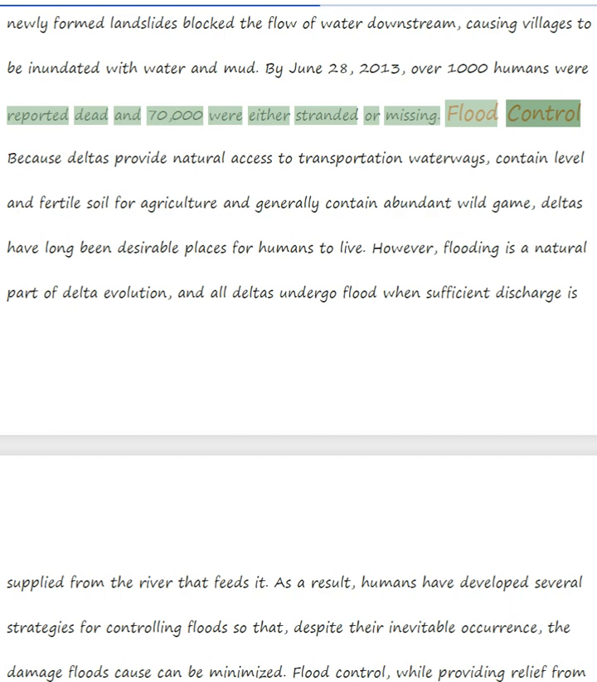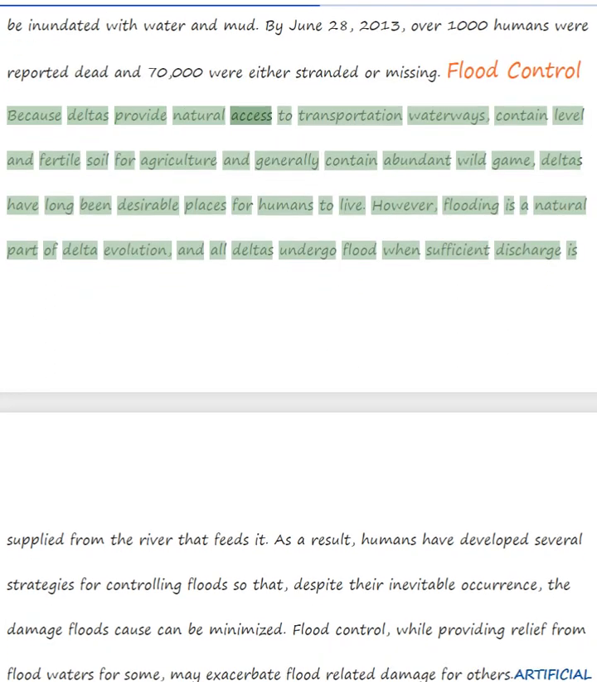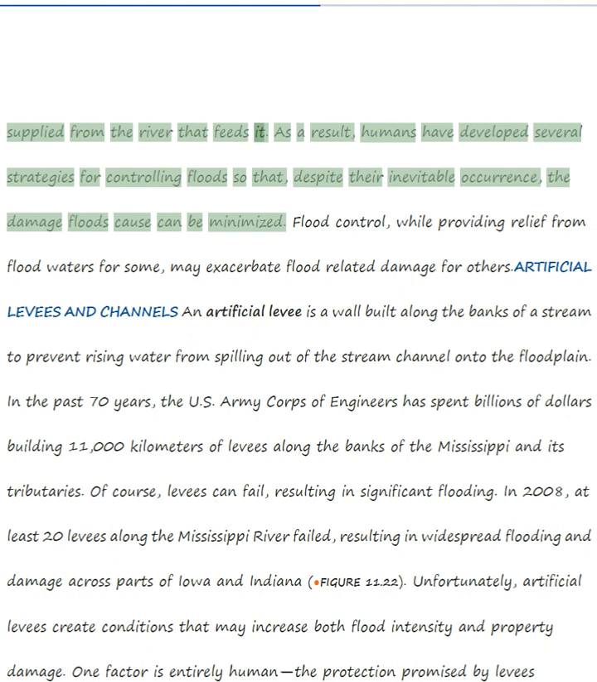Flood control. Because deltas provide natural access to transportation waterways, contain level and fertile soil for agriculture and generally contain abundant wild game, deltas have long been desirable places for humans to live. However, flooding is a natural part of delta evolution, and all deltas undergo flood when sufficient discharge is supplied from the river that feeds it.